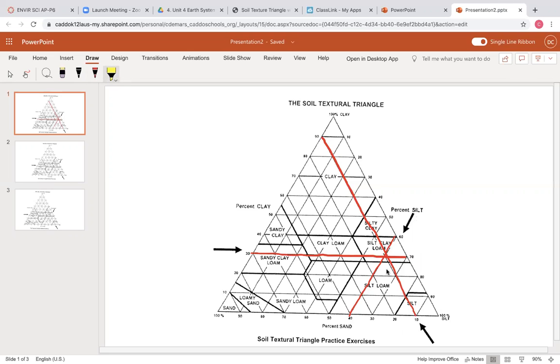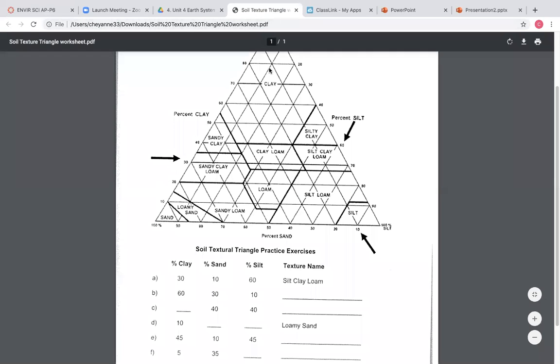Now, once we have our three lines drawn, we need to look at where those lines all intersect. And remember, I told you about these bolded squares. So our lines intersect right here. So that means that this soil sample falls into the box or the category of silt clay loam. So if we go back to our worksheet up here, that is correct. The soil texture name for 30% clay, 10% sand, 60% silt is silt clay loam.